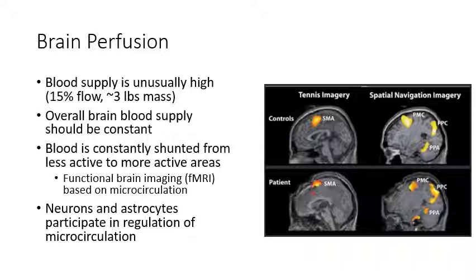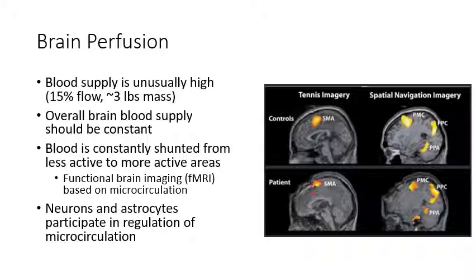It doesn't vary based on activity like it would for other organs, but that doesn't mean that all parts of the brain are getting the same amount of flow all the time. So actually, when you have one part of your brain activate, it's going to receive more blood flow, and other areas of the brain that are less active will receive less blood flow. So the flow of blood in the brain is constant overall when you look at the whole brain, but when you look at specific parts of the brain, you notice that blood flow is constantly shunting around in the brain from a less active area to a more active area.